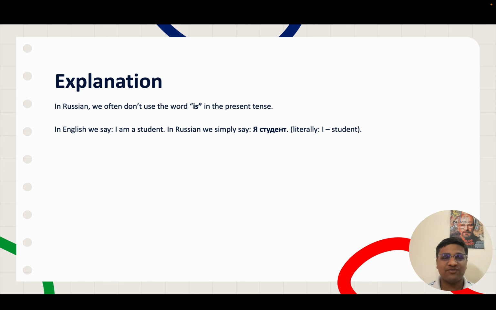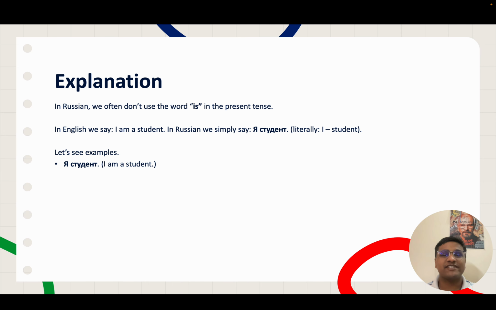For example, in English we say I am a student. In Russian, we would simply say Ya student. Literally, it just translates to I student. Ya is the pronoun for I and student is the word for student. There is no verb in this sentence per se. There is no is or am. It's just literally I student. Ya student. Let's look at some more examples.